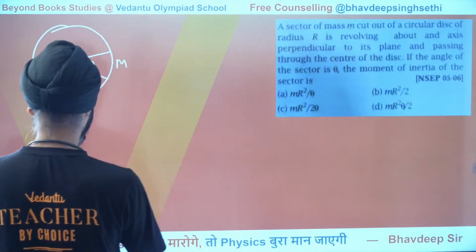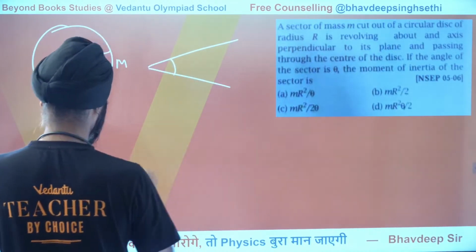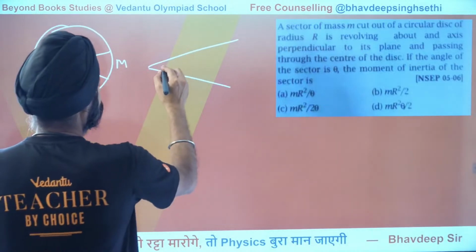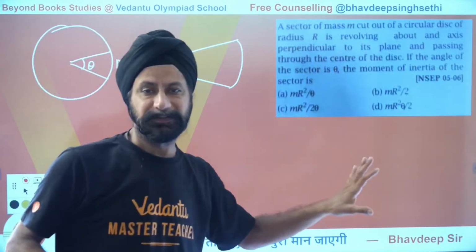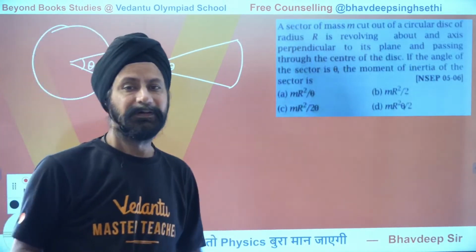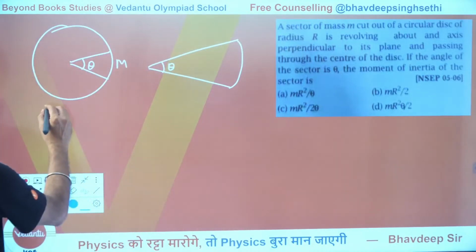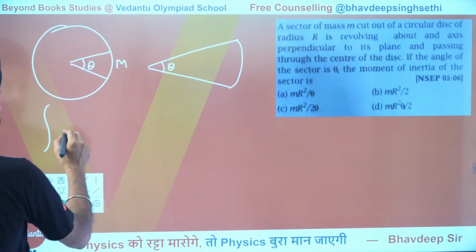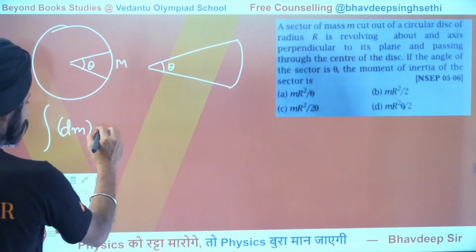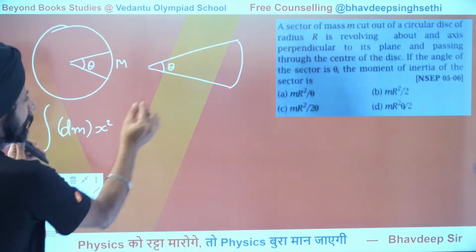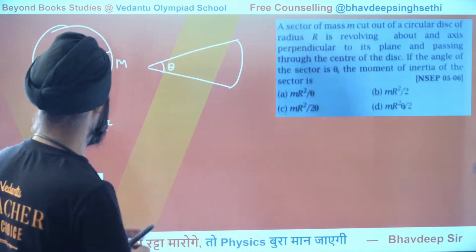So let us say I have this as theta. So let's say this angle is theta. First of all, I should be finding the mass of this, right? So let's start. How do you find the moment of inertia? You find the moment of inertia by doing the integration of dm times the distance squared. So that tiny little mass you take here, times the distance squared, and then you do the integration.